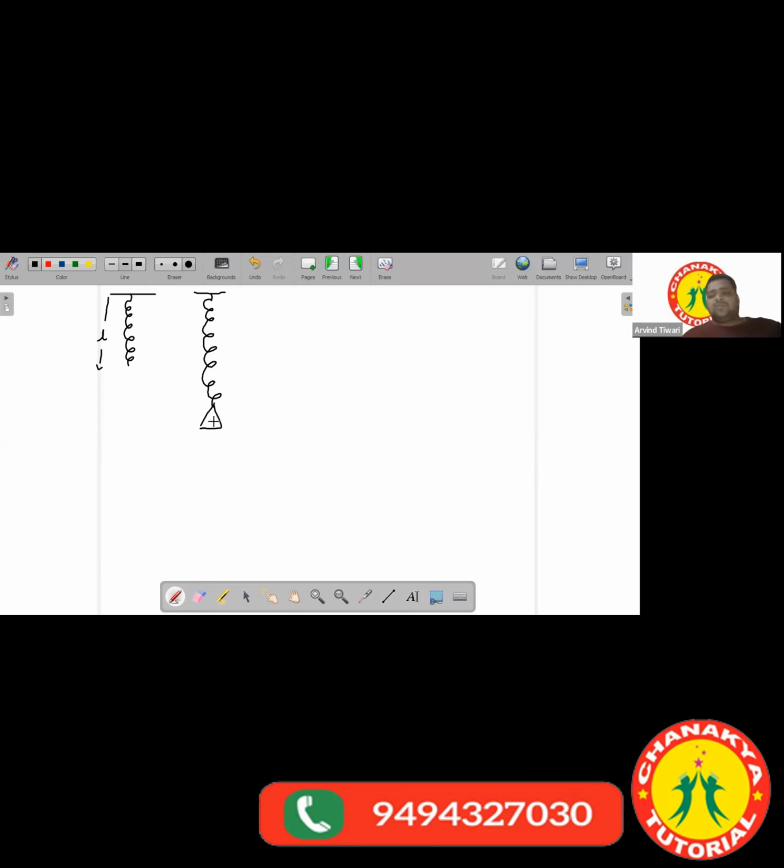Because as we know, weight is a type of force, and since it is a force, it is acting downward. It is pulling the spring in the downward direction. As it pulls downward, the spring gets extended from its original position. So suppose some extension X is produced in the spring.